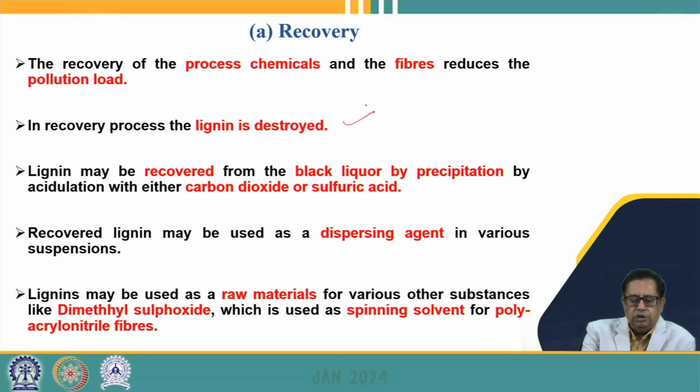So in the recovery process the lignin is generally destroyed, so we can try to recover the lignin by using the precipitation of the black liquor. So we generally add certain acids to it. For example, we can add carbon dioxide, we can go for recarbonation, we can go for addition of sulfuric acid, so that this lignin may be recovered without any destruction, and this can be reused further. For example, the recovered lignin may be used as a dispersing agent in various types of suspension. The lignin may also be used as raw material for the preparation of dimethyl sulfoxide. This can be used as a spinning solvent for polyacrylonitrile fibers.